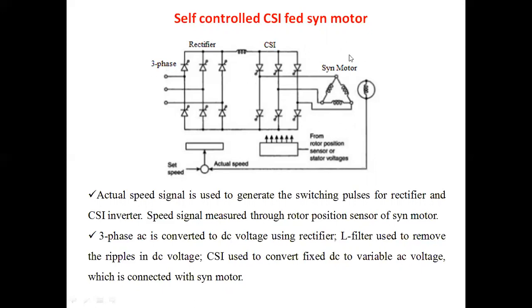Here we are using a single synchronous motor drive. The reason is the control is a self-controlled mode. With the help of a rotor position sensor, we are measuring the speed signal for generating the firing pulses for the rectifier and inverter circuit. By comparing the actual speed and set speed, we get the error speed value. From that value, we generate the switching pulses for the rectifier and inverter circuit.